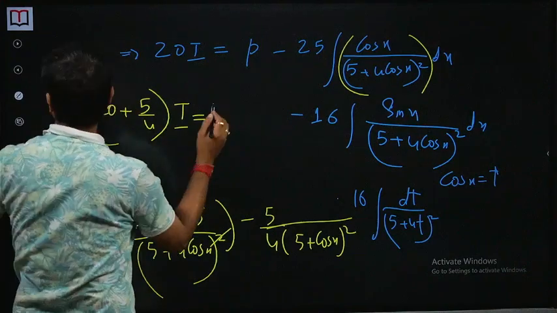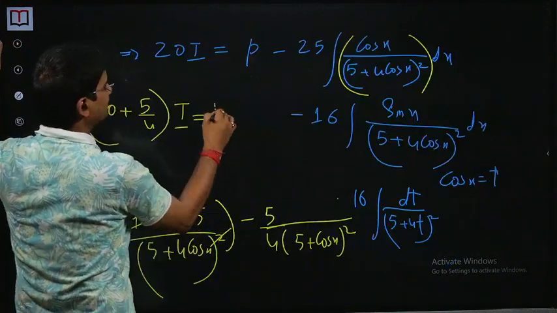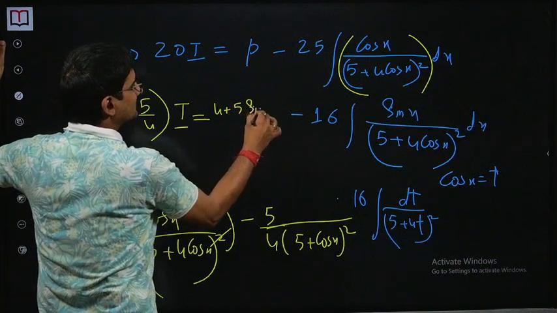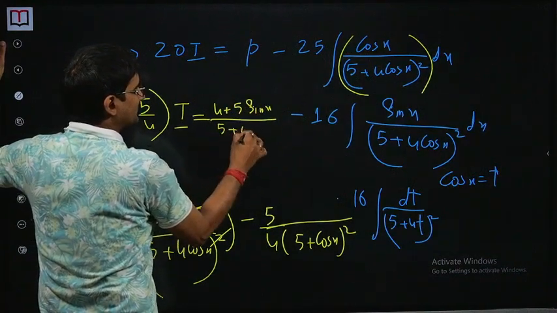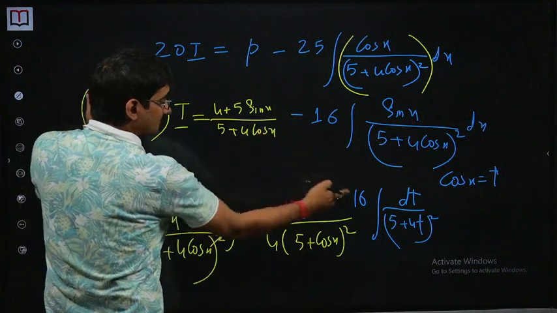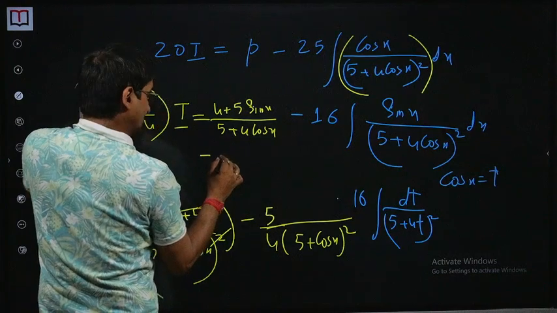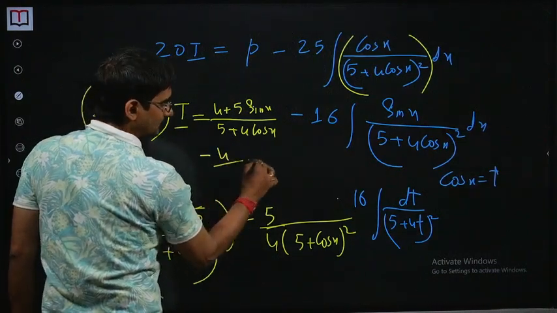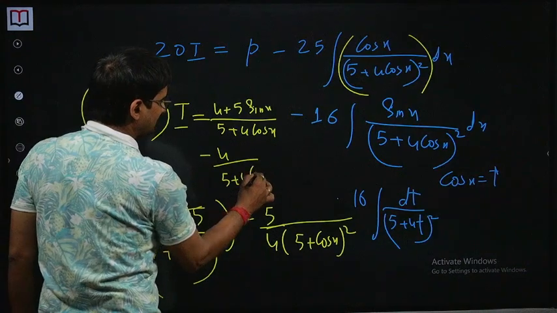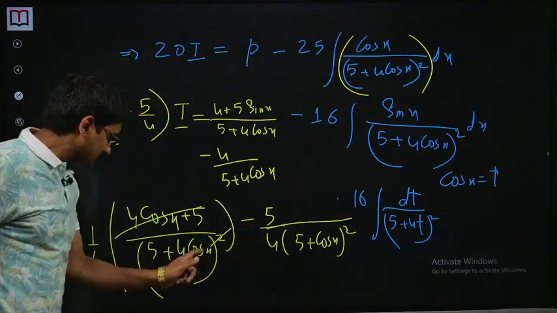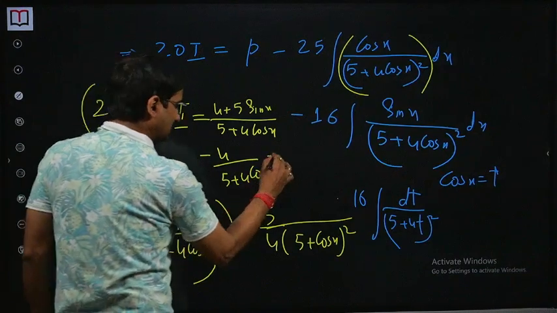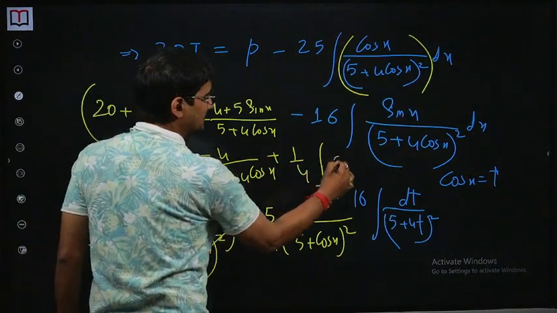Okay, this is p itself, so p we know what it is, so it's (4 plus 5 sin x) upon (5 plus 4 cos x). This one is done, this one is done. So if I'm not wrong, minus 16 by 4, it is 4 times (5 plus 4 cos x), that's okay. The last one left is this one, so I'm writing plus 1 by 4 times integral of dx upon, now how to do it?